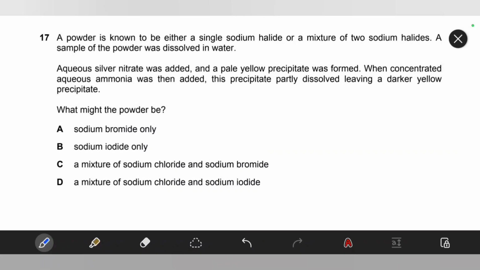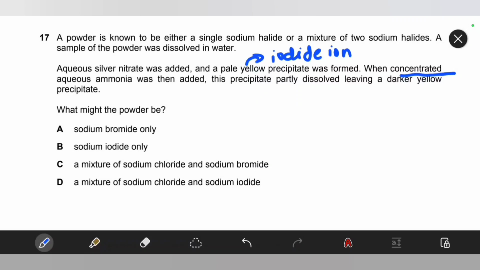A powder is known to be either a single sodium halide or a mixture of two sodium halides. A sample of the powder was dissolved in water. Aqueous silver nitrate was added and a pale yellow precipitate was formed. This tells us the presence of iodide ion. When concentrated aqueous ammonia was added, oh, concentrated is a very important keyword here. Whenever aqueous ammonia comes up, you know the test for halogens is being done. This precipitate partly dissolves, leaving a darker yellow precipitate. So what might the powder be?